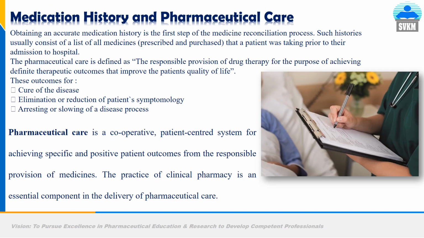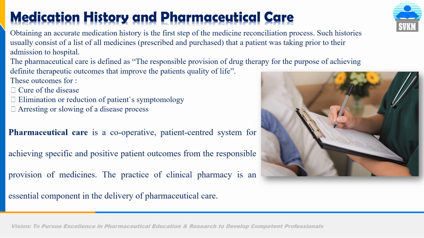In this section, we need to discuss medication history and pharmaceutical care. There are some important objectives: to cure the disease, to eliminate or reduce patient symptomatology, and to arrest or slow the disease progression. Such care is given for the end stage or tertiary care. Pharmaceutical care is a cooperative, patient centered system for achieving specific and positive patient outcomes from a responsible provision of medication.